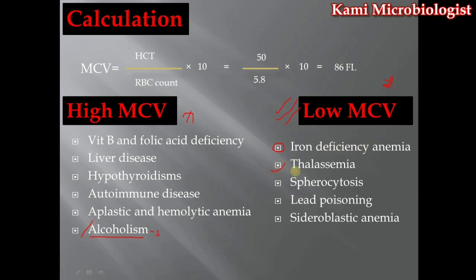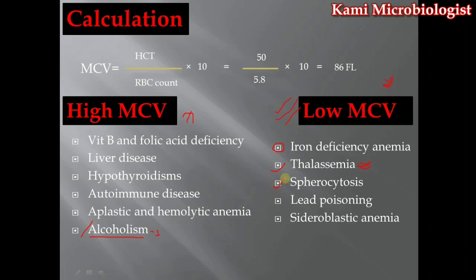Then we have thalassemia. In thalassemia, hemoglobin is not formed, or a low number of proteins, or globulin we can say, which is especially important to make hemoglobin, are formed. So if there is a low number of globulin protein, hemoglobin will not be formed. This is actually a genetic disease. So a low amount of hemoglobin can also cause a low MCV.